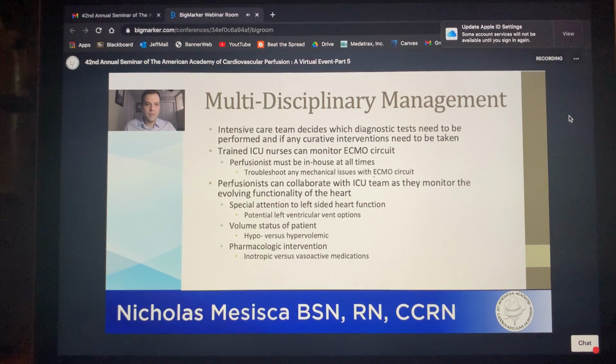What's the volume status of the patient? Are they underfilled and need some resuscitation, or are they overfilled and need some extra diuresis? Also, do we need to intervene with any pharmacologic interventions? Do they need some contractility support or possibly some afterload reduction? Whatever is best to optimize the patient.